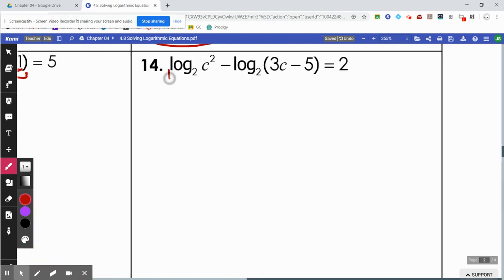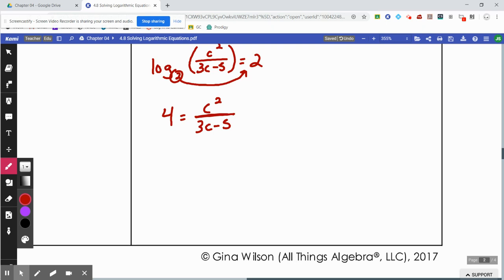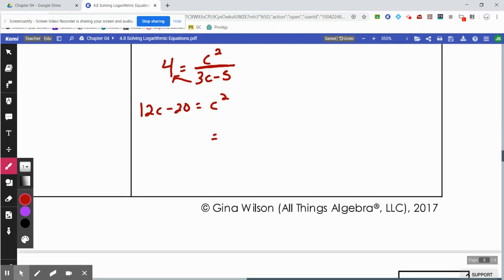Okay, number 14. Condense these two by using the quotient rule. That'd be log base 2 of c squared over 3c minus 5 is equal to 2. Let's rewrite it in exponential form. 2 to the 2nd power, which is 4, equals c squared over 3c minus 5. Get rid of the division by multiplying. Make sure when you do multiply that you distribute. That'll be 12c minus 20 is equal to c squared. It is quadratic, so we're going to move everything to the same side. Since c squared is positive on the right side, I'm moving everything in that direction. The 12c turns into minus 12c. The minus 20 turns into plus 20.